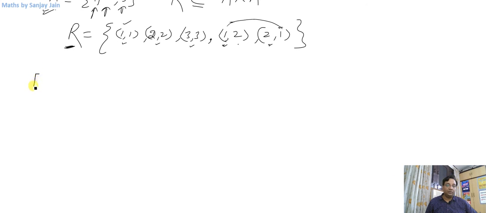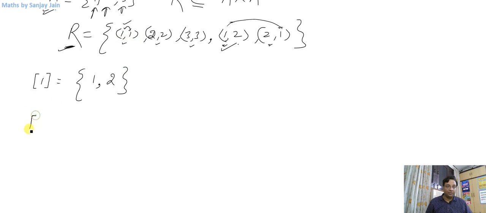So if I want to talk about equivalence class of 1, right? So I'll be looking for all the elements that 1 is related to. So 1 will definitely be related to 1, because this relation that we have chosen is an equivalence relation, so it has to be reflexive. If it has to be reflexive, the element will definitely be related with itself. So equivalence class of 1 will have 1 definitely. What else? 1 is also related to 2, so it will have 2 also. That's it. So this is equivalence class of this element 1.